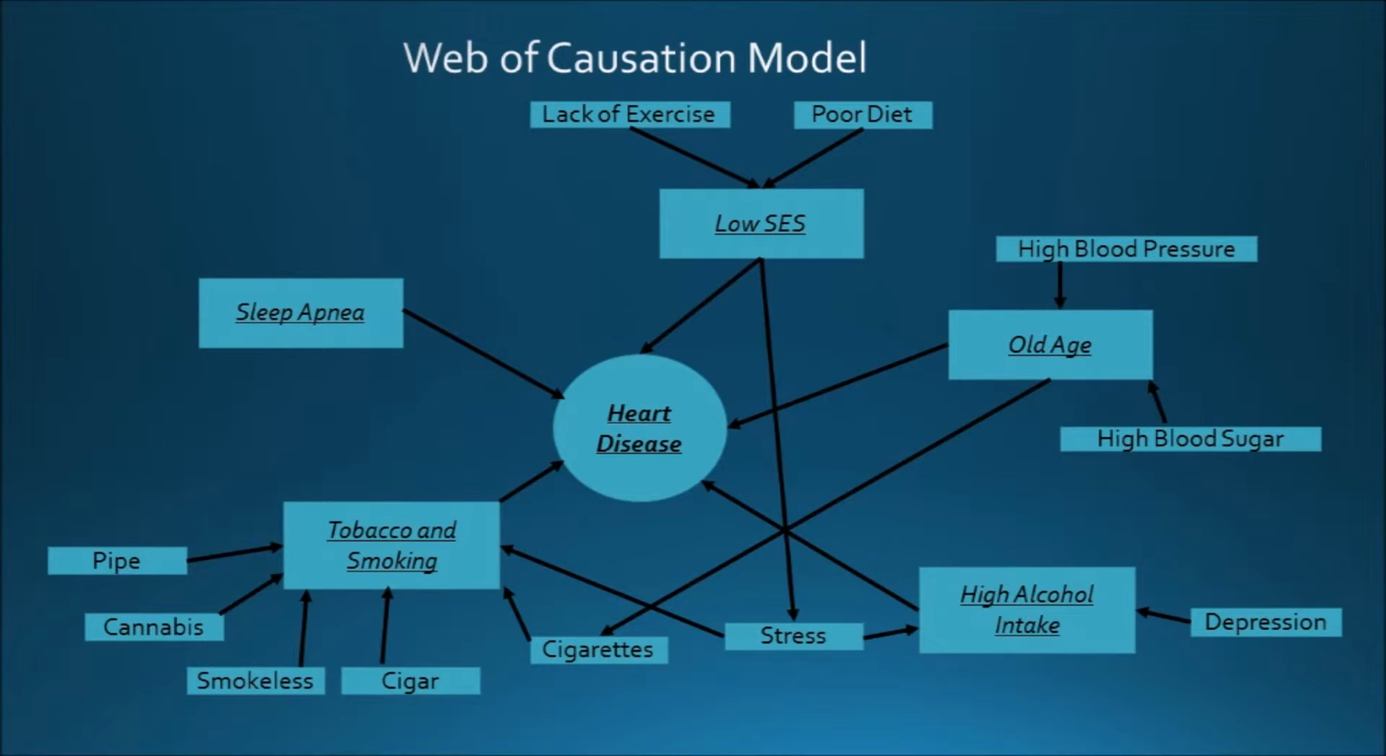Then I have low socioeconomic status, which is connected with lack of exercise and poor diet. And then it is also connected with stress, which in turn connects with high alcohol intake and tobacco and smoking. Then I have old age, which is connected to high blood pressure and high blood sugar, which then old age then connects to cigarettes, which in turn connects with tobacco and smoking. Then I have high alcohol intake, which connects with stress and depression.